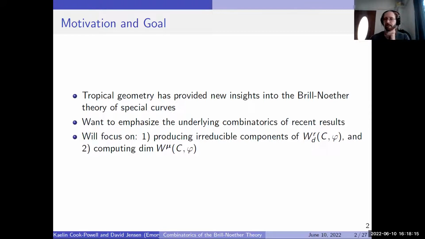But I want to start off with just looking at irreducible components of Brill-Noether loci as a nice little warm-up, so we're not completely flabbergasted by some of the things I'm going to write in the second half of the talk.